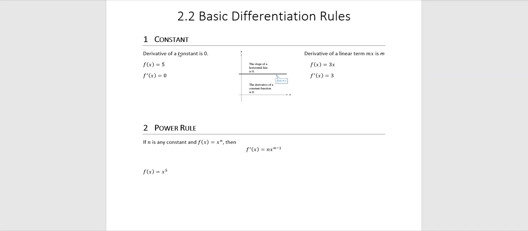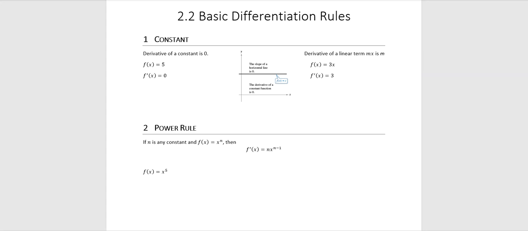Okay, so a constant function is the equation of a horizontal line. A horizontal line, what's the tilt to it? The tilt or the slope is 0. But remember, all a derivative is a slope. So the slope of a constant function is 0. The derivative of every constant is 0 every time.